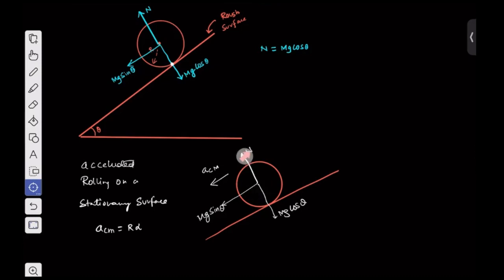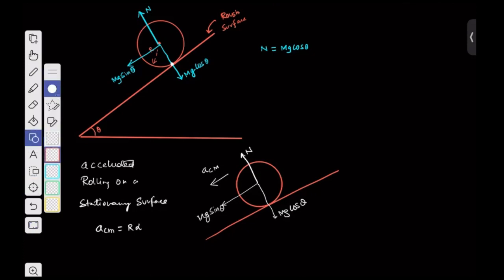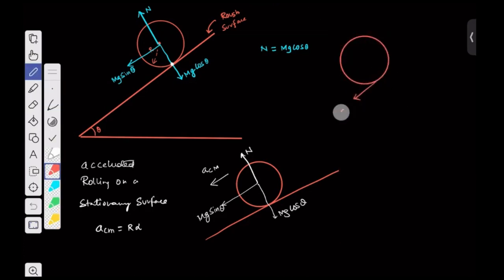So torque of the normal contact force is 0, torque of gravity is 0. So there is no torque because of these forces about the center of mass. So how am I going to have any alpha about the center of mass? It means there must be some force causing some torque about the center of mass so as to get an alpha. But I want the point of contact to be not slipping, so it will have a_cm down the inclined plane because of the translational motion of the center of mass, and the other acceleration R alpha should be up the inclined plane.